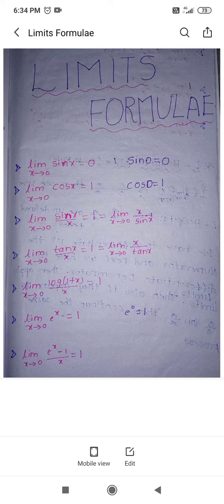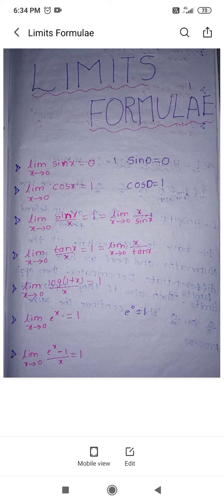Today in this video we will discuss limits formulae and one rule to find the limits if the answer of the limit is 0 by 0 or infinity by infinity, that is undefined form. First we will see limits formulas.